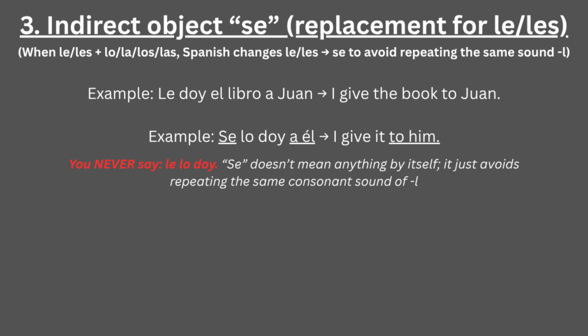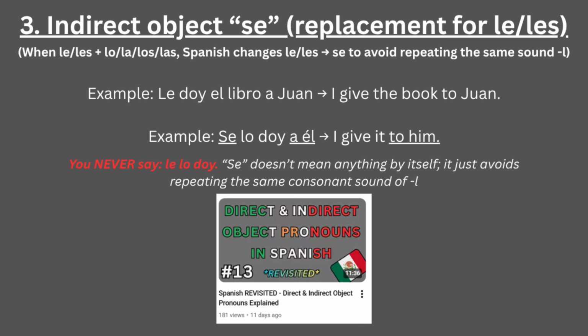Importantly, se doesn't mean anything by itself, so it's used contextually by replacing a pronoun. For more information on this concept, you can check out the video about direct and indirect object pronouns in Spanish.